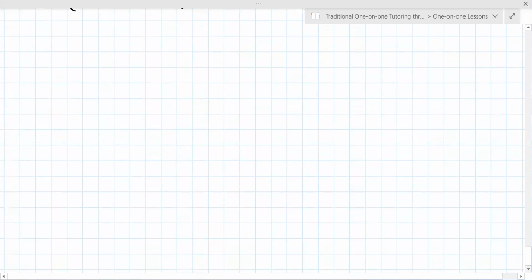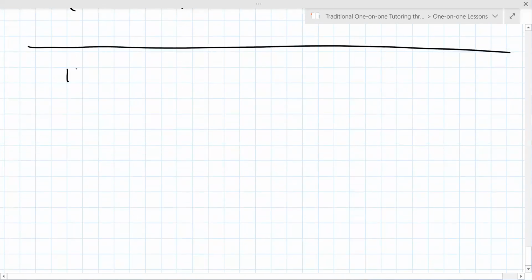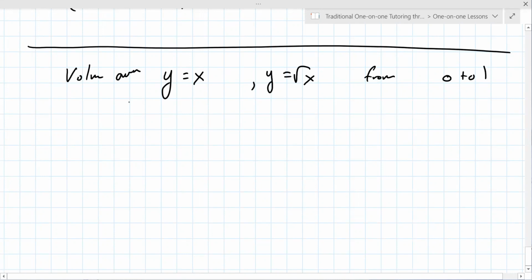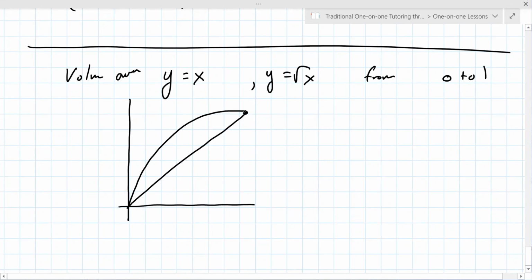All right, so the next problem I want us to do is a volume. It's the area between y equals x, we've already done this, and y equals square root of x from 0 to 1. So this is the blown up view of what this looks like. Square root of x looks like this, and y equals x looks like that. And we're going to go around the x-axis again.